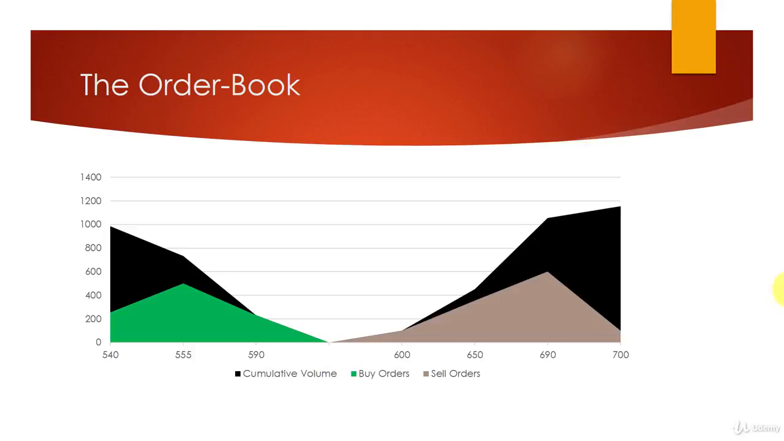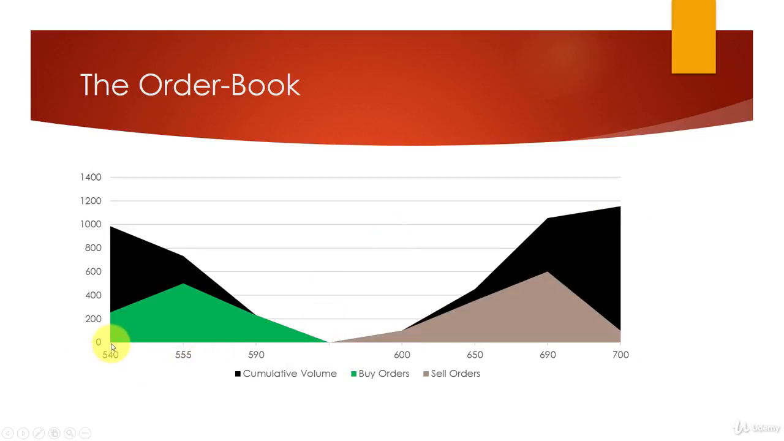On the left side, you have the volume, typically coins or ether or tokens, so the amount of them that are bought or sold. And in this particular case, the green area chart is for buy orders, and the grayish one is for sell orders. And the black one is for the cumulative volume.